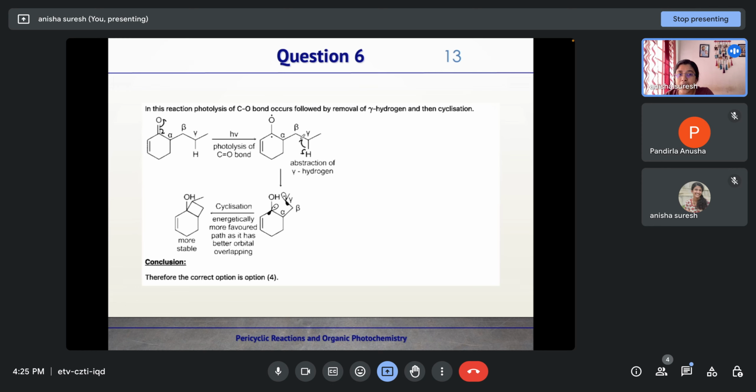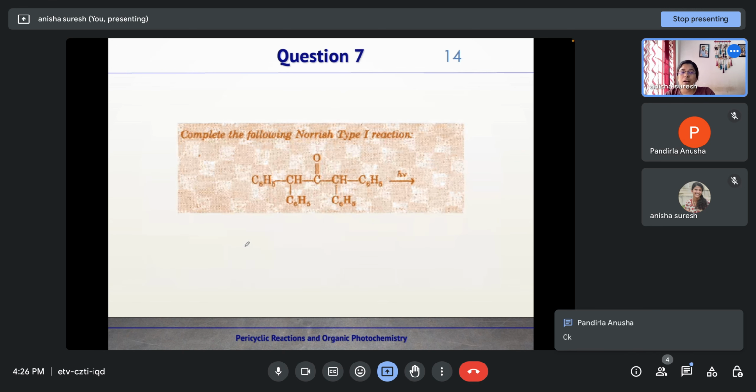Then this oxygen will abstract this hydrogen atom, leading to formation of a radical here. Then that radical and this radical that is present next to the carbonyl, they will combine, leading to formation of this four membered ring. Okay. Now coming to question 7.